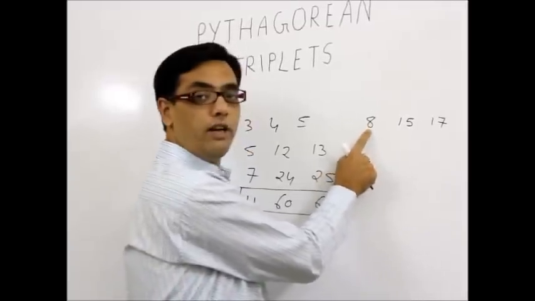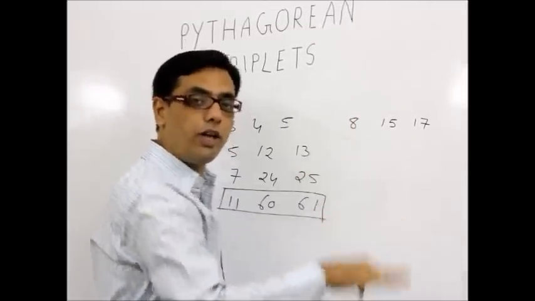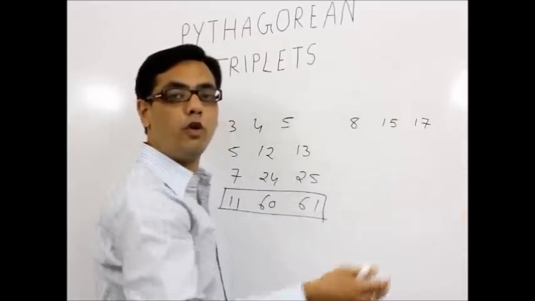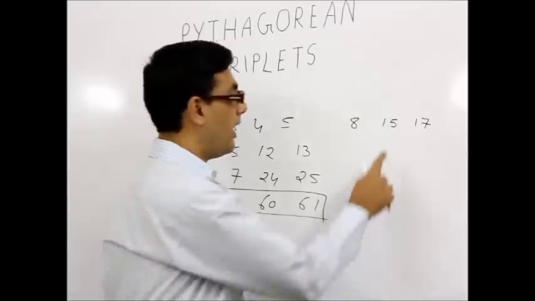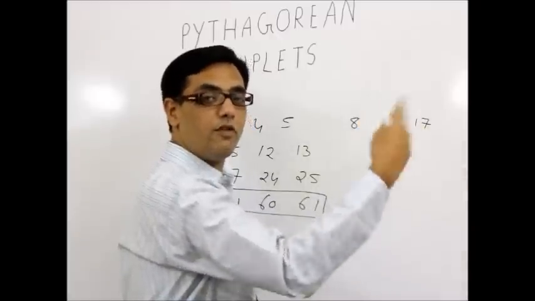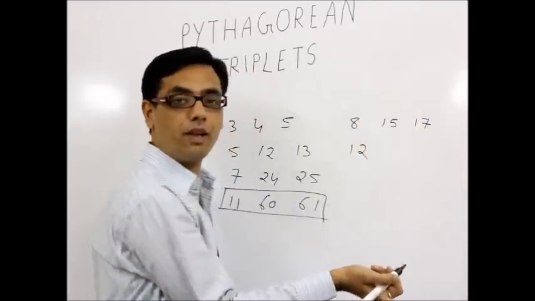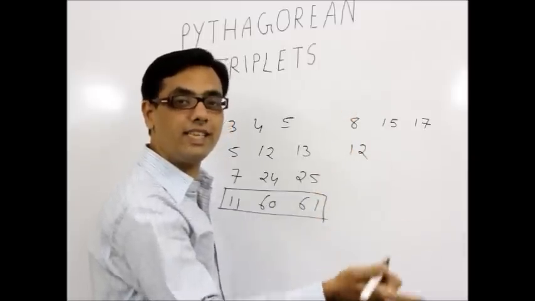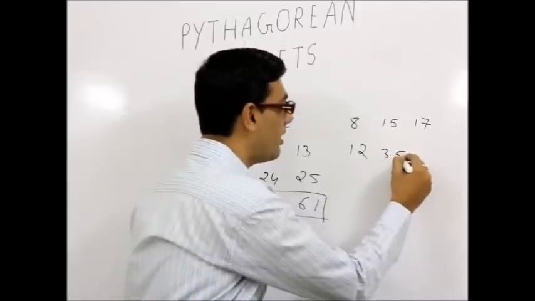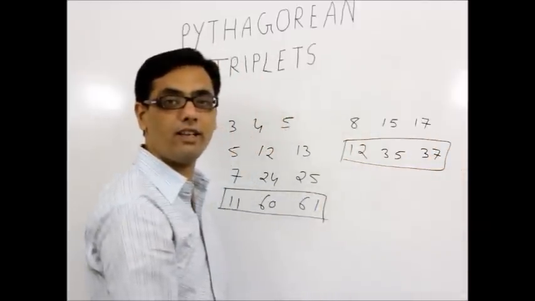So let's say I want to find it with 8. Very simple. Divide 8 by 2 first. 8 upon 2, 4. Do the square of 4. 4 square, 16. And now take 1 less and 1 more. So 15 and 17. Okay, so what will be for 12? Come on. Divide by 2. 6. 6 square is 36. And my dear friends, the triplet corresponding to 12 is 35 and 37.